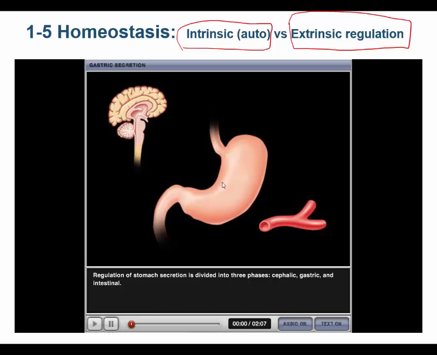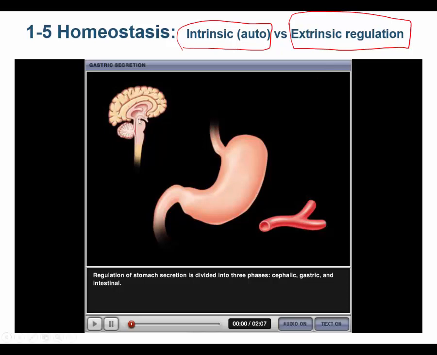I didn't have to involve my brain or the nervous system. Well, I better be careful when I say nervous system there. I didn't have to involve my central nervous system. So that's an intrinsic or autoregulatory mechanism. It's still a homeostatic mechanism. It's a local mechanism that doesn't have to involve the central nervous system. And in addition to local or autoregulation, we have extrinsic regulation, which does involve the brain and spinal cord.